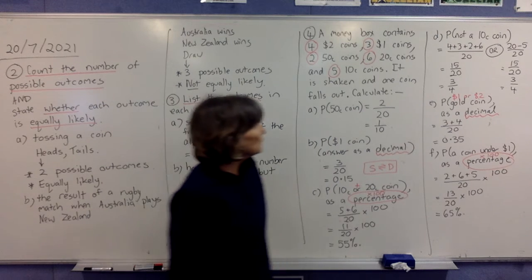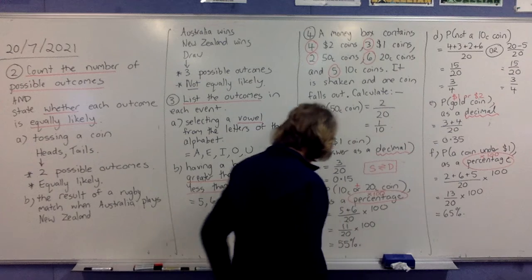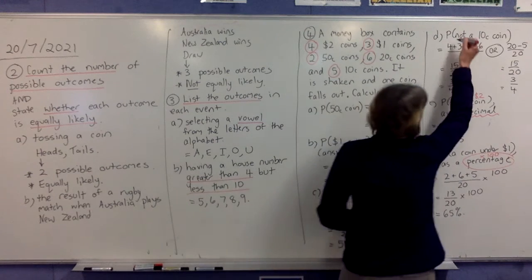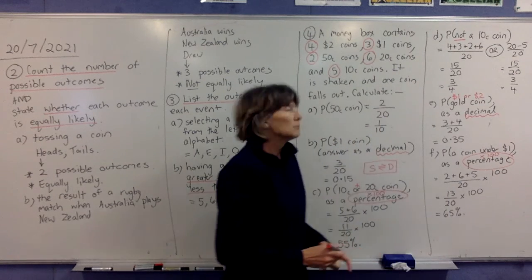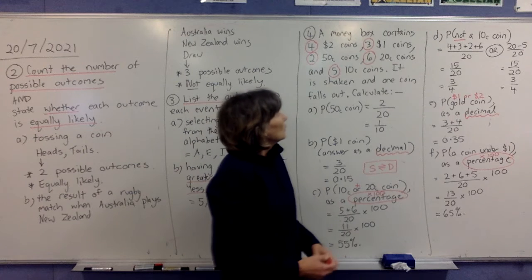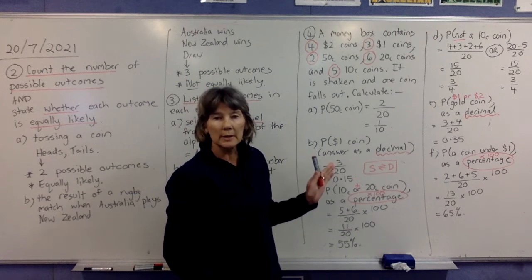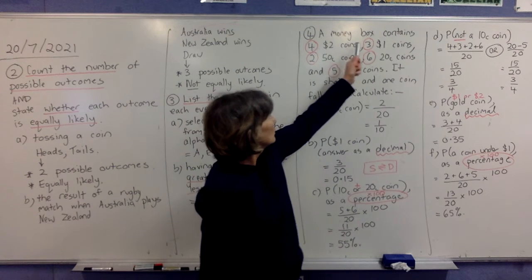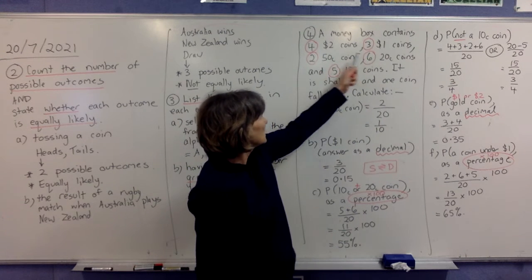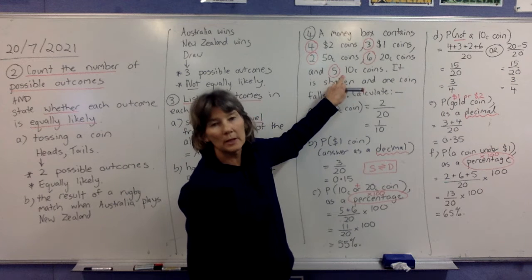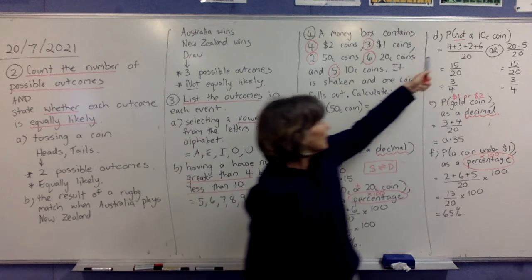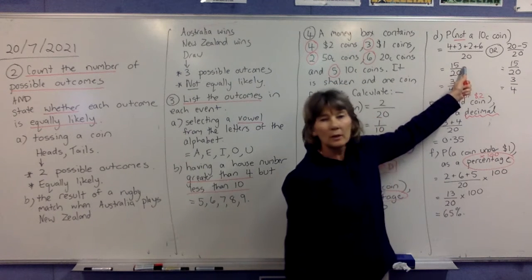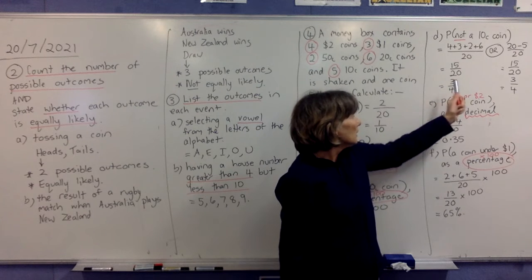Okay, the next one up the top here. We want the probability that it's not a 10-cent coin. So we could go, all right, well, we don't want the 10-cent coins, we want all the others. So I'm going to add up 4, 3, 2, and 6. But not these because they're 10-cent coins. So if we add all those up, we're going to get 15 coins out of 20 coins, which simplifies to 3 over 4.